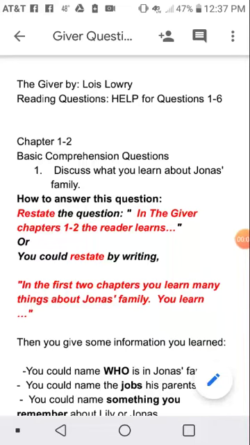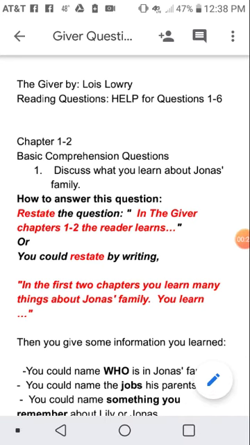This is help for the reading questions 1 through 6 from The Giver by Lois Lowry for Miss Dunham's class. These are the questions for Chapter 1 and 2, Basic Comprehension Questions. Number 1. Discuss what you learn about Jonas's family.